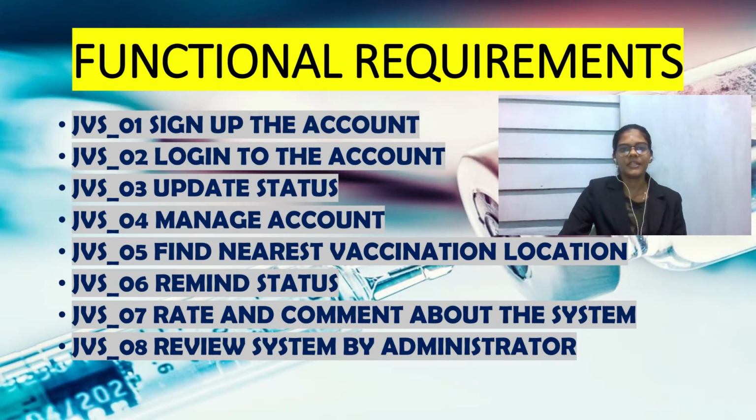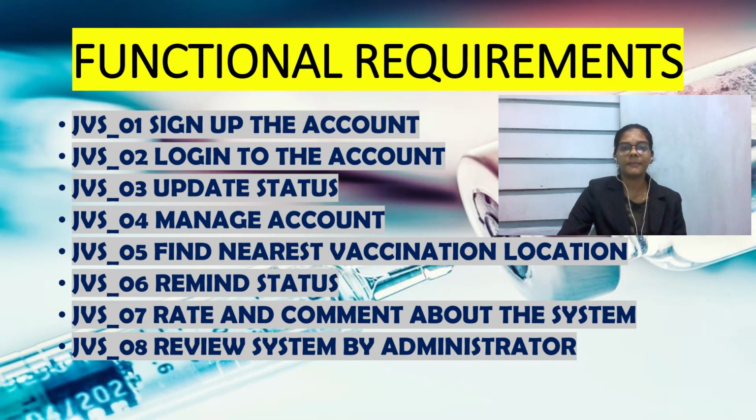JVS07, rate and comment about the system. The system will send a rating notification to users' accounts. The user can rate and comment about the system after the notification has been shown. The user can cancel to rate and comment on the system. The user can edit, delete, and view the rate and comment that has been given.